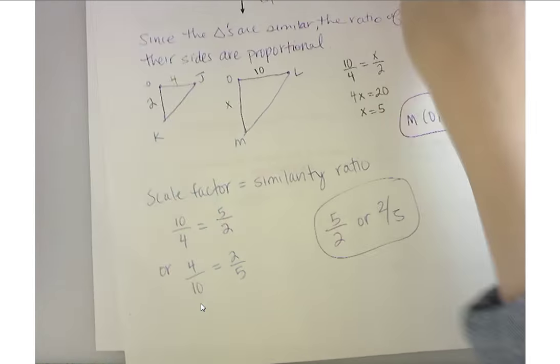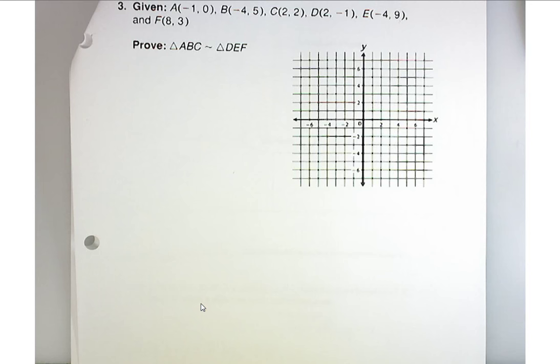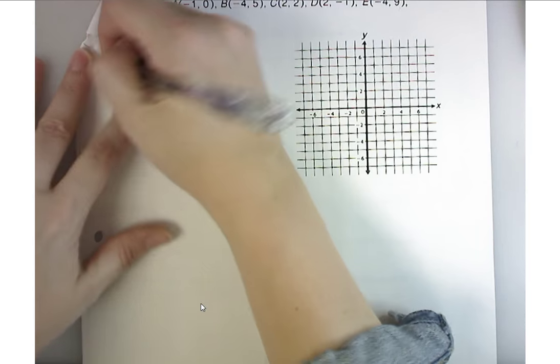Alright, now this is where the real fun begins. Okay, so you are given a series of points, and then what you're going to do is prove that the triangles are similar. So first, let's just review the ways that we can prove triangles are similar.